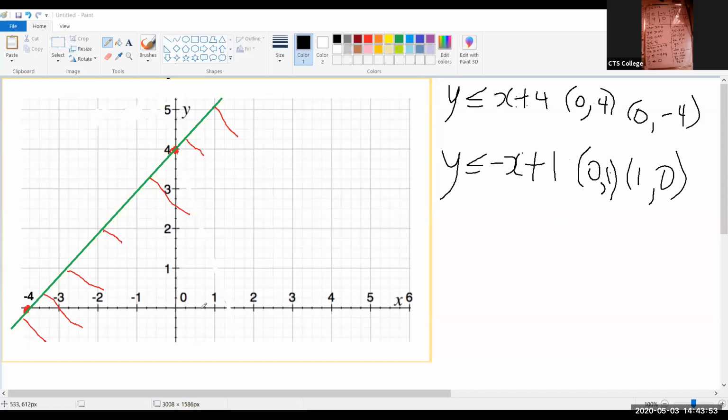Right, 0 on the x-axis, 1 on the y-axis. So that's right here. Then 1 on the x-axis, 0 on the y-axis. That's right here. So now we will draw our line that will cut these 2 points.